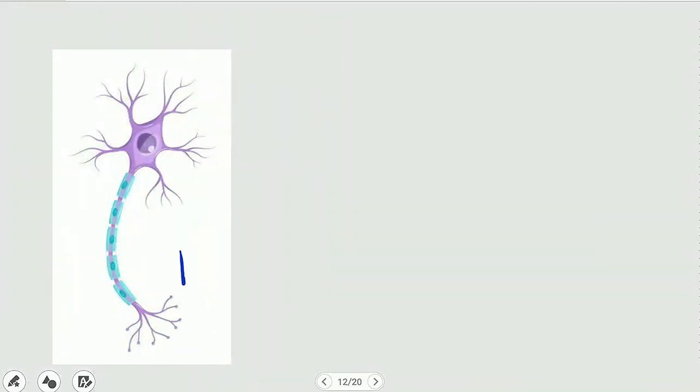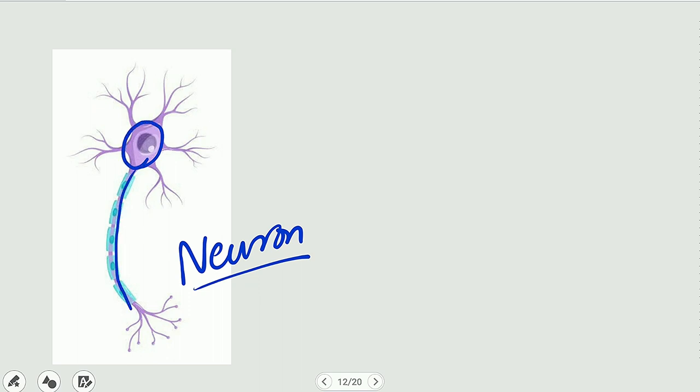Look at here. This is the neuron, the nerve cell, that is the basic structural and functional unit of the nervous system. It has got a body and then it has got fibers, a long fiber known as the axon and short fibers. These are the short fibers that are known as the dendrites.